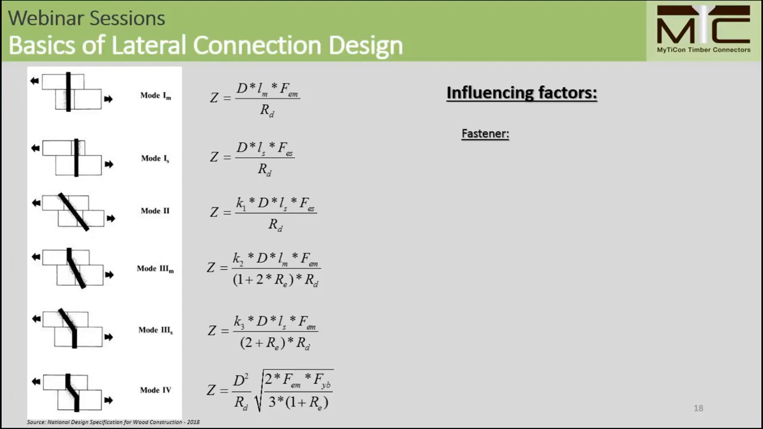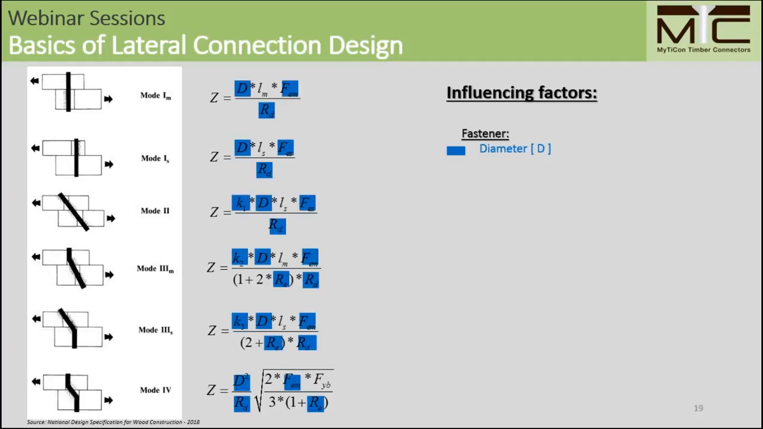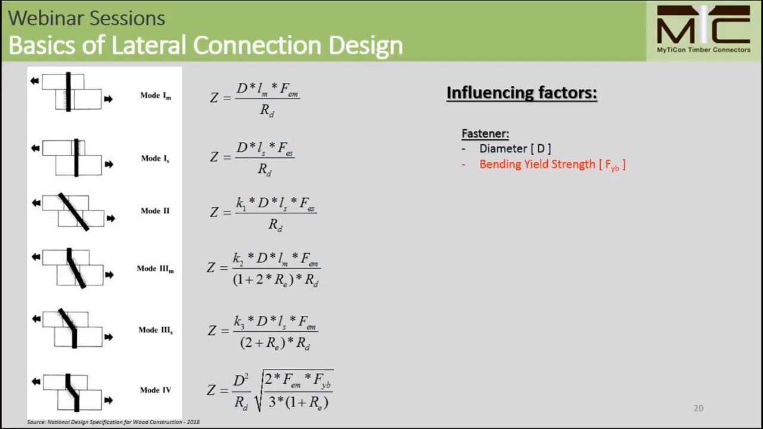There are a couple of influencing factors that go into those equations. Those given by the fastener are the diameter. The diameter will influence the fastener crushing resistance and also reduction terms in the NDS for allowable stress design, or also the bending yield strength of the fastener, Fyb here. The bending yield strength only goes in formulas 3 through 4, because those are the only formulas where we actually look at the plastic deformation of the fastener. So here in those failure modes, we see this yielding happening of the fastener.